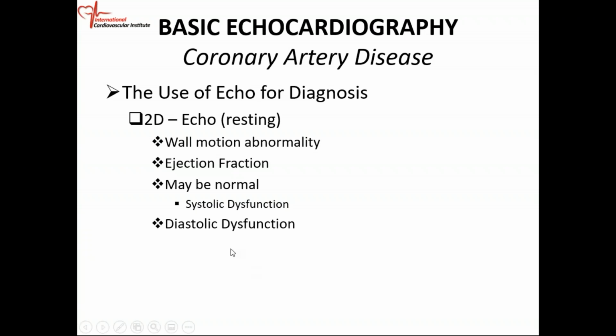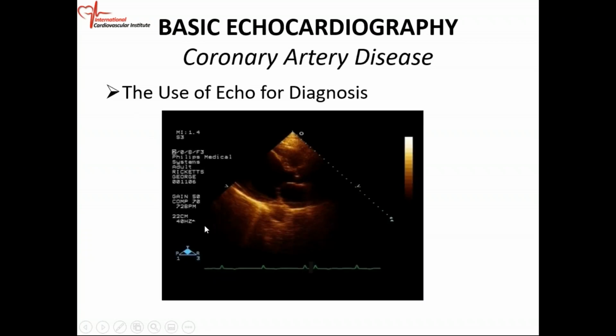Okay, so look for wall motion abnormality, and remember, it's not necessarily motion, because you can have a hypokinetic or akinetic segment with normal motion because it's being pulled by the adjacent normal segment. Ejection fraction tells you a lot about a blockage. Again, the systolic function may be reduced, but it can be normal. Coronary artery disease is one of the leading causes of diastolic dysfunction as well.